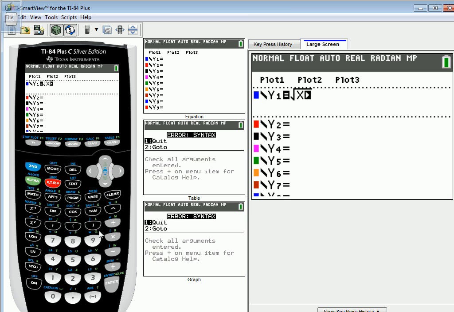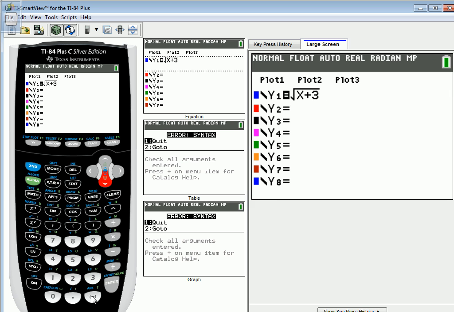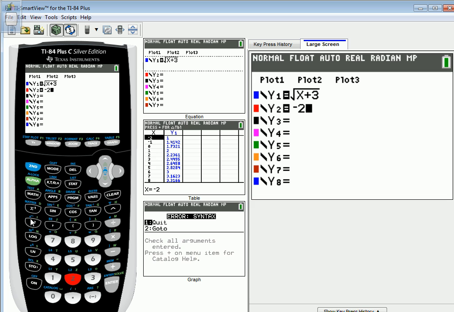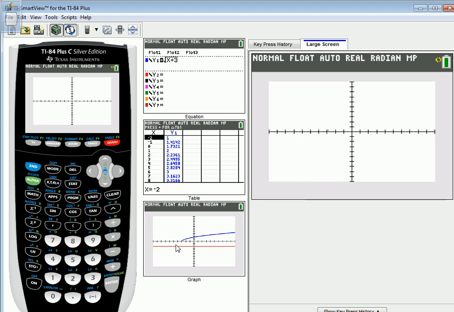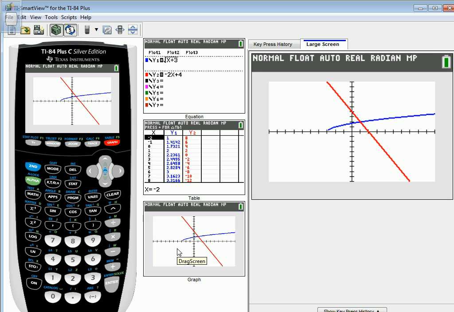Go ahead, Connor. Ooh, they cross. Yeah, but they only cross once. It does appear they only cross once. Wait, mine crossed twice.